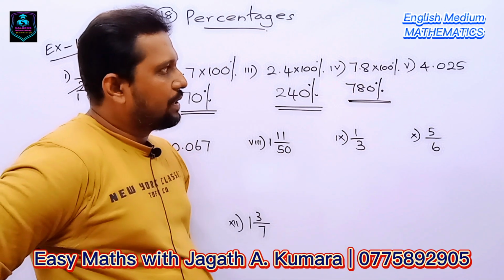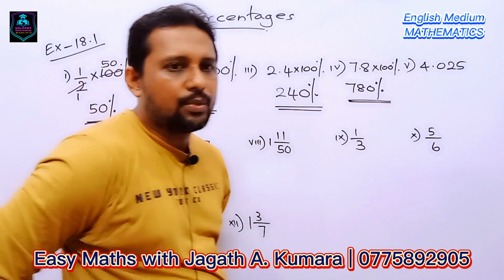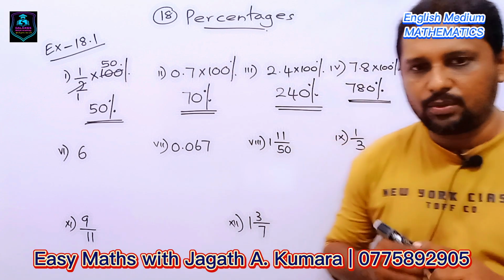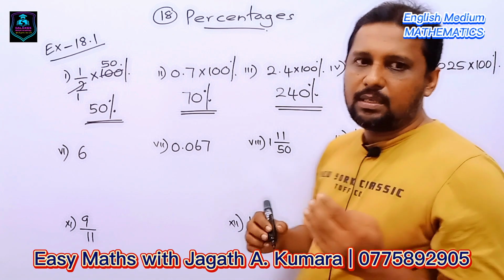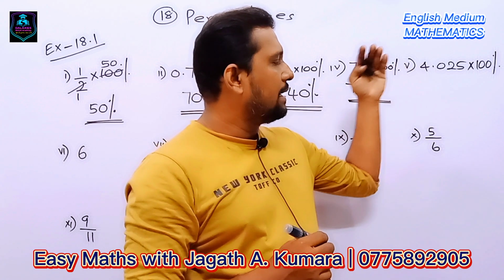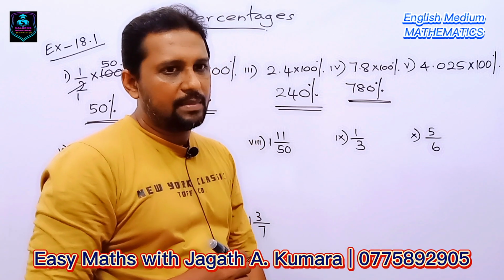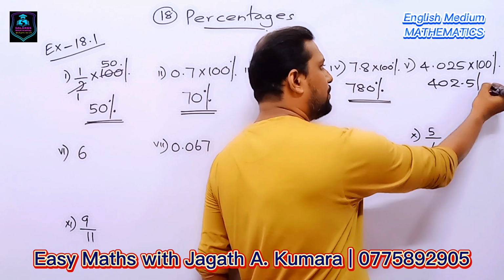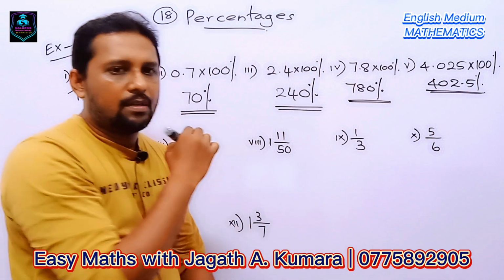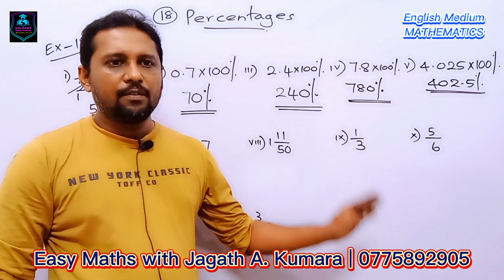Then look at number 5. Number 5 given is 4.025. So you have to multiply by 100% to convert into a percentage. Then two places you have to take your decimal point to your right hand side. 1, 2. That means between 2 and 5 you have to keep the decimal point. So the answer is 402.5%. Right, it is the fifth part.